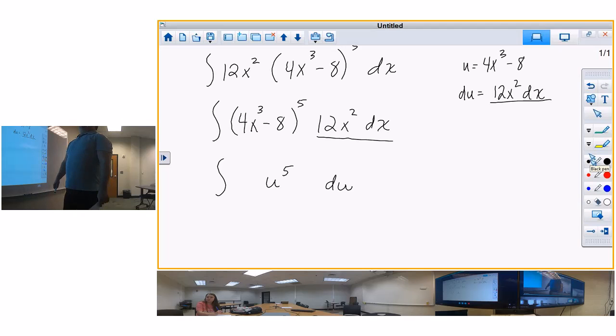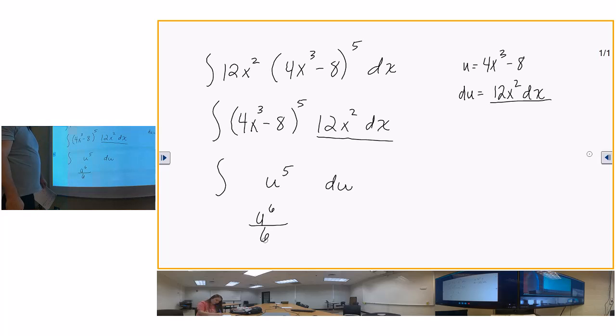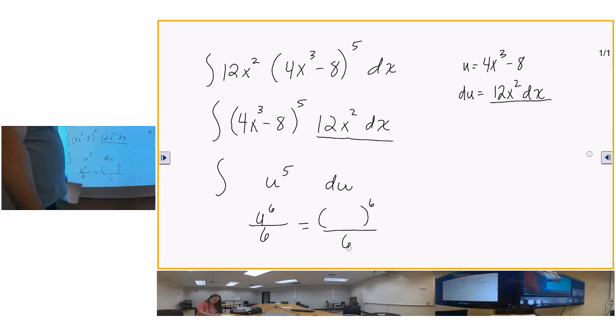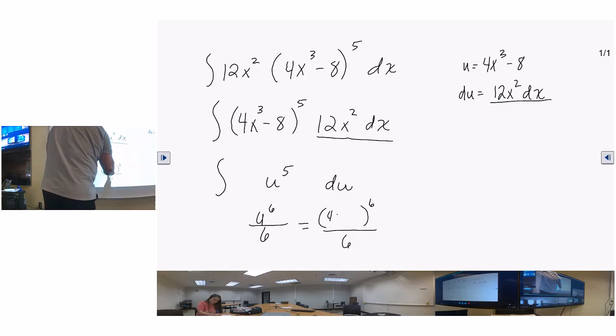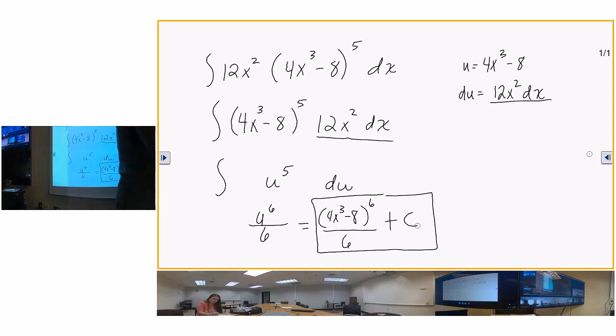So what is the antiderivative of u to the 5th? U to the 6th over what? 6. Resubstitute: (4x cubed minus 8) to the 6th power over 6. Plus what? Plus c. Because this is not a definite integral. It is an indefinite integral. Comprende?